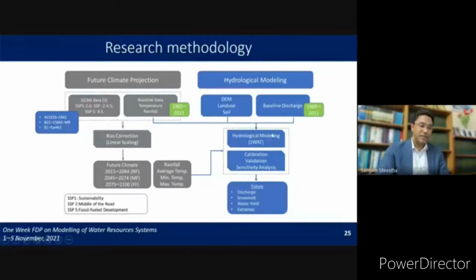The SWAT model is calibrated and validated by using the discharge data of 1988 to 2011. So once we have calibrated and validated the SWAT model, we use this future climate data to see how the future discharge, snow melt, water yield, and some of the extreme hydrology change in this river basin.